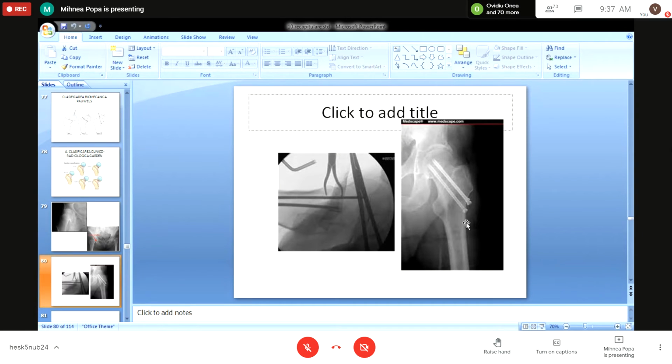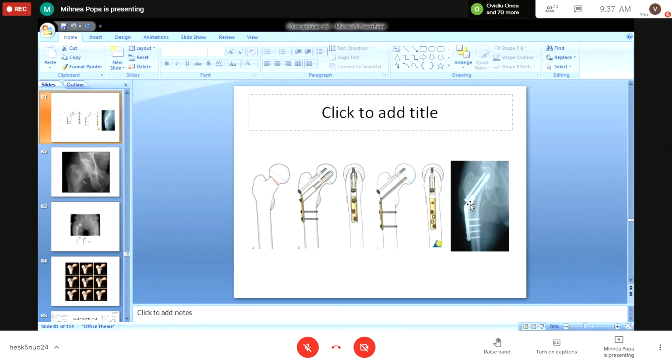So for the fractures of the neck, we can use this type of osteosynthesis, or this type, the DHS, dynamic hip screw. But it's very, very important when you have a fracture of the neck to use an anti-rotatory screw.